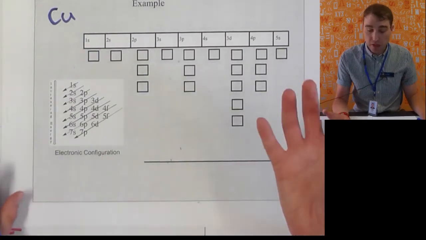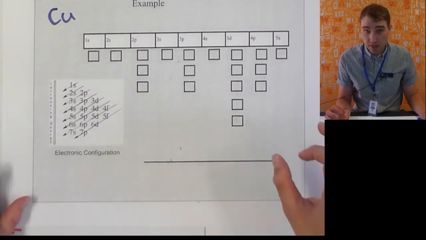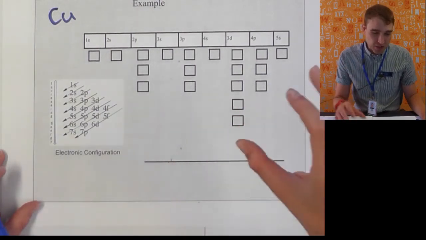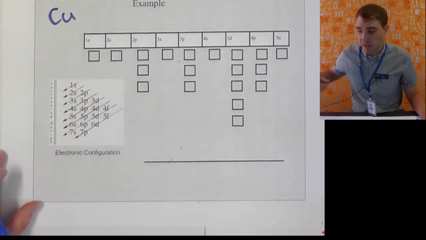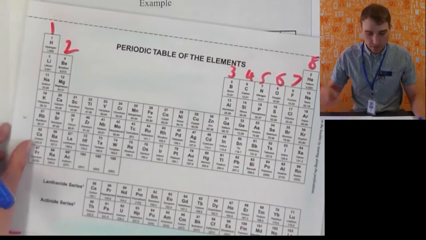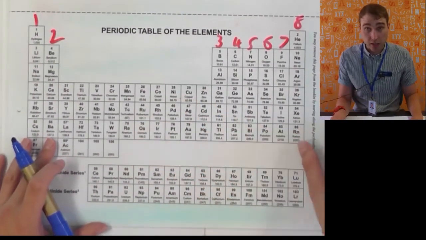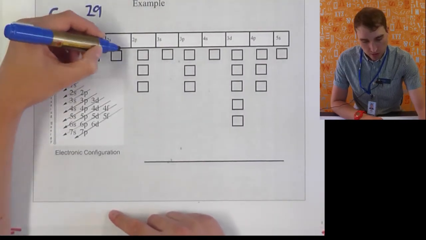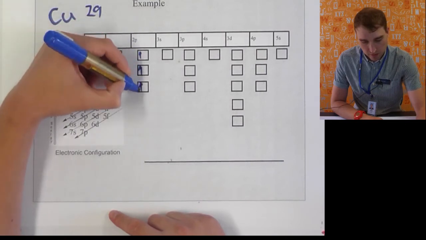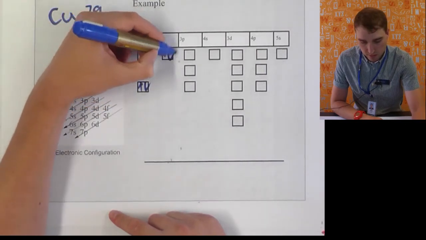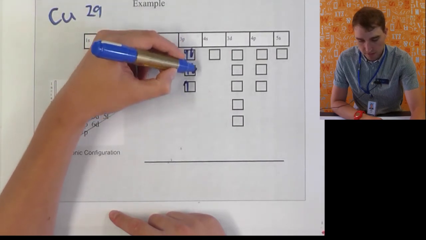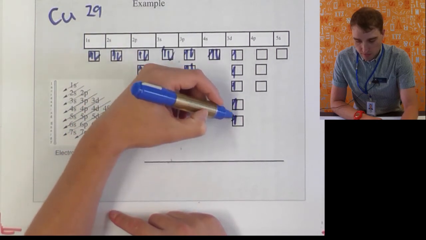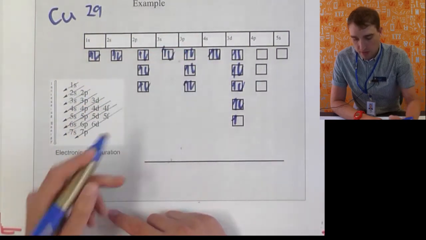Now, there's a rule. Full subshells are stable. Half-full subshells are less stable, but still really stable. Shells that are kind of not half or not full aren't particularly stable. So this is where we'll have a look at copper. So we find copper on our periodic table, number 29. So you put in 29 electrons. So write 29 next to it. 1, 2, 3, 4, 5, 6, 7, 8, 9, 10, 11, 12, 13, 14, 15, 16, 17, 18, 19, 20, 21, 22, 23, 24, 25, 26, 27, 28, 29.